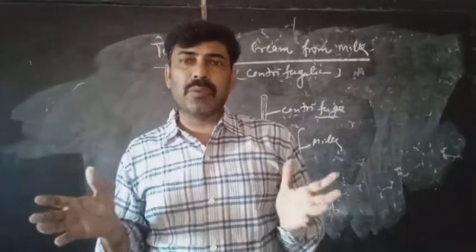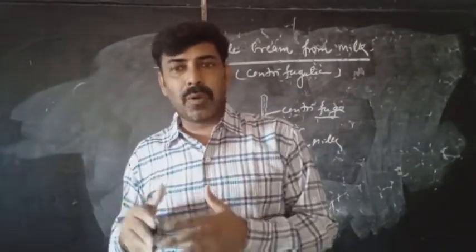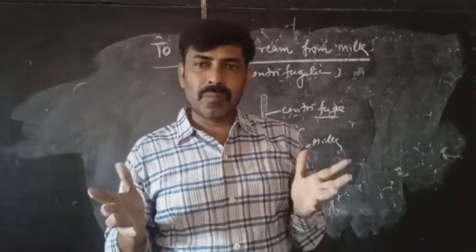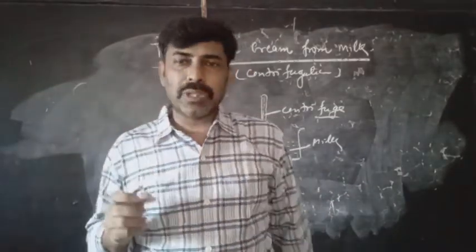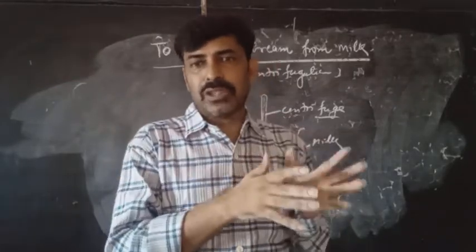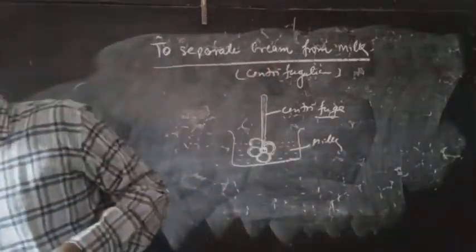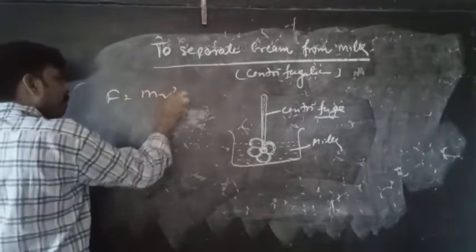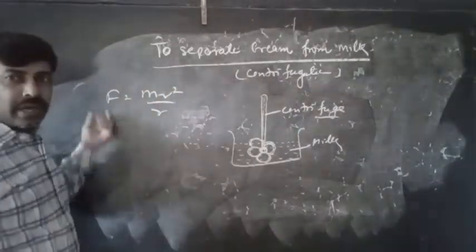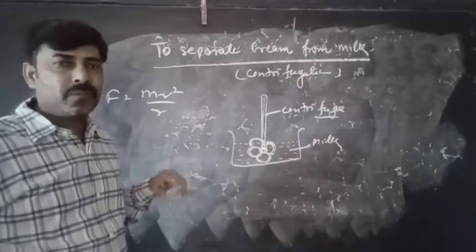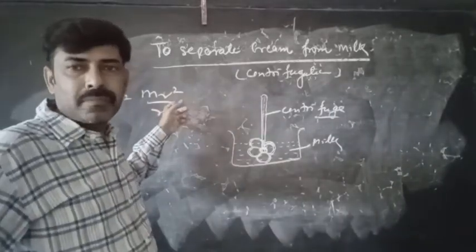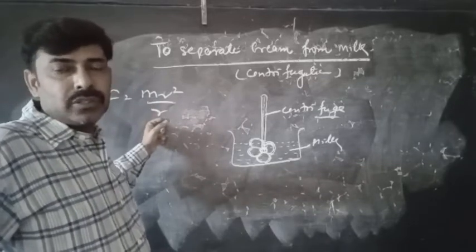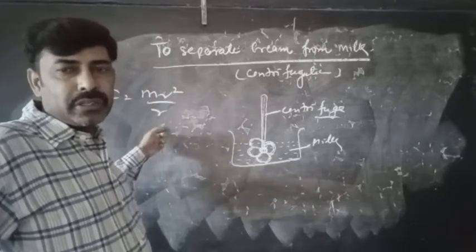The centripetal force says that mv² upon r is equal to the centripetal force. Now if the mass of the substance is higher and the force remains the same, taking this equation F = mv²/r, if the force value is constant and the velocity is also constant, then if the mass is higher, the radius will be higher, and if the mass is lower, the radius will be lower.